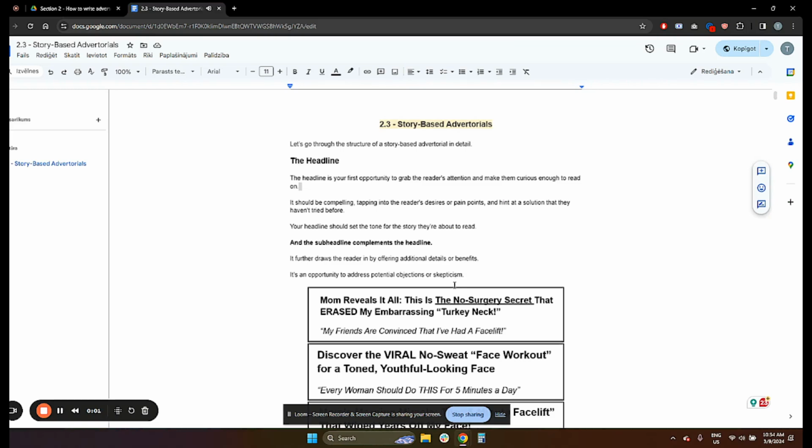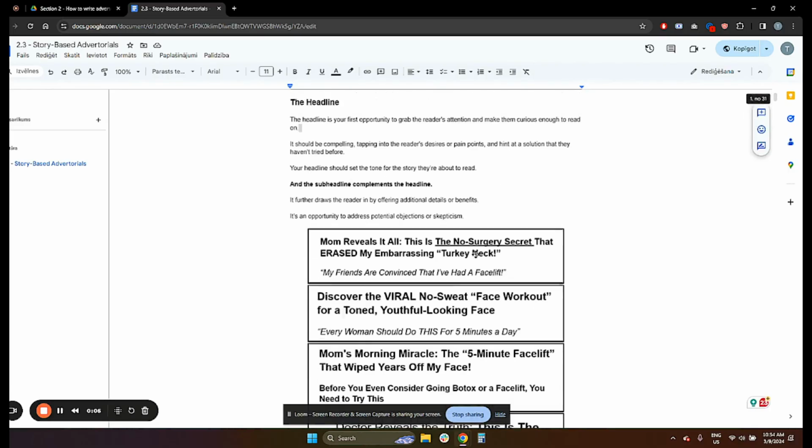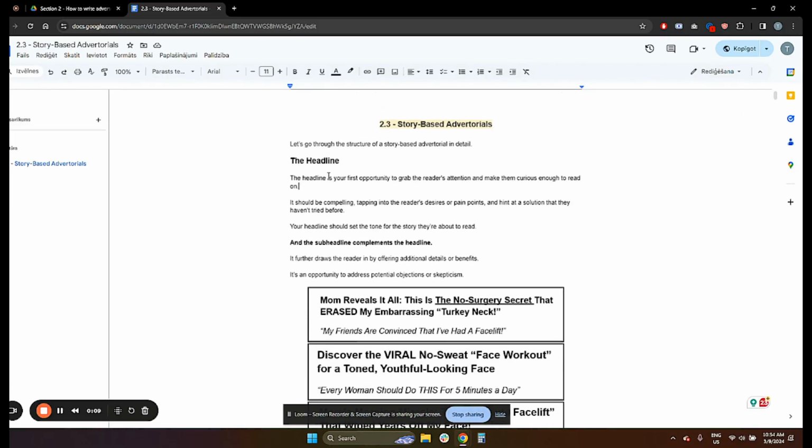So let's go through a story-based advertorial. This is the whole structure, details, and everything you need to know to write one yourself. The headline is your first opportunity to grab the reader's attention and make them curious enough to read on. If you have a bad headline, you've basically wasted your time with the entire advertorial because no one's going to read it. So put a really good effort into your headlines.